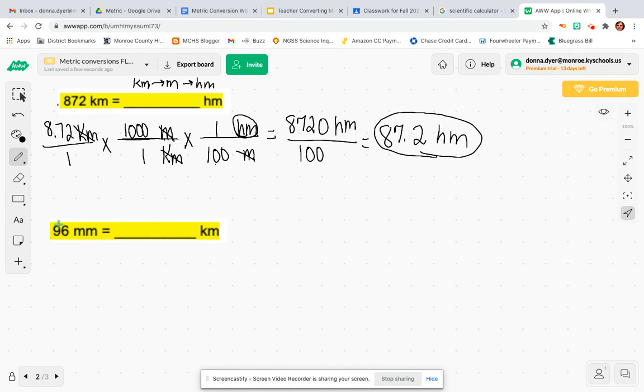Again, take what we're given and put it over 1. 96 millimeters equals how many kilometers? We are given 96 millimeters. So take what we're given, put it over 1. Set up our next ratio. We want to cancel out millimeter, so it goes on the bottom so it will cancel out. We want to change to kilometer, so that's what goes on the top. Now I have to find a conversion factor that has both kilometer and millimeter in it.